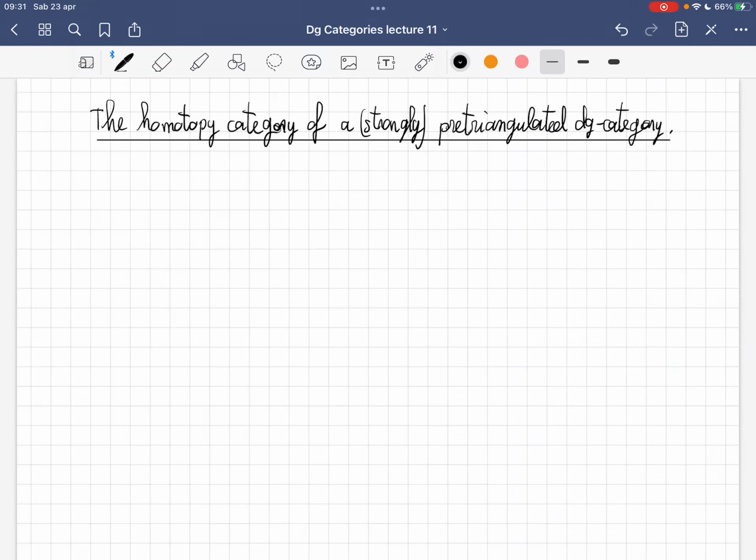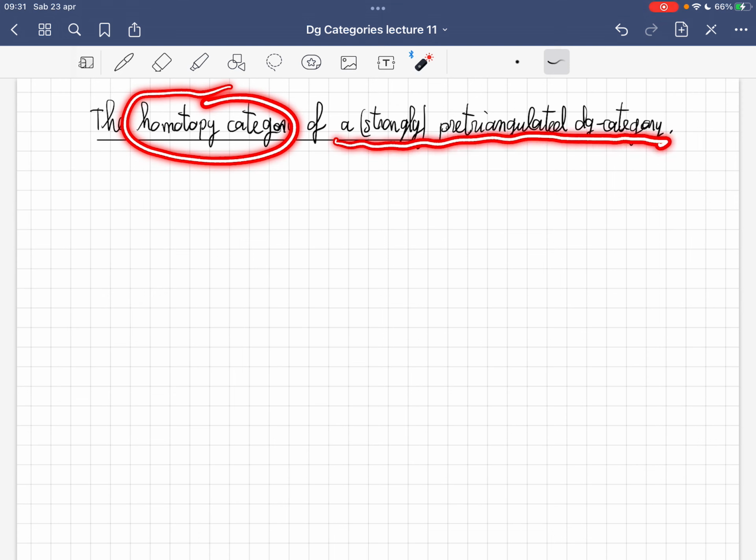Hello. Today, for the course on differential graded categories, we will deal with the homotopy category of a strongly pretriangulated DG category.